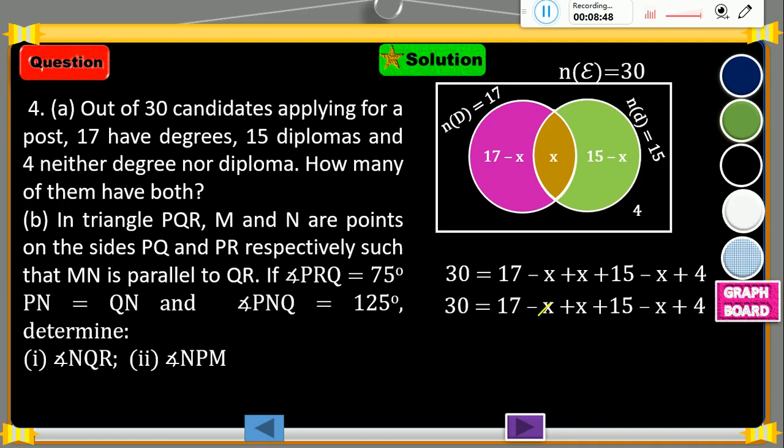Simplifying gives us this. Simplifying further, our 30 is equal to 36 minus x. So make x the subject. X is equal to 6.